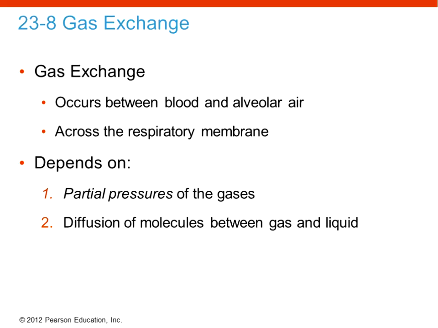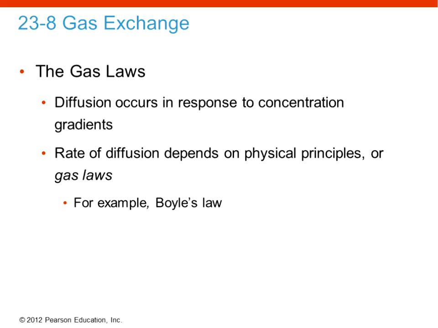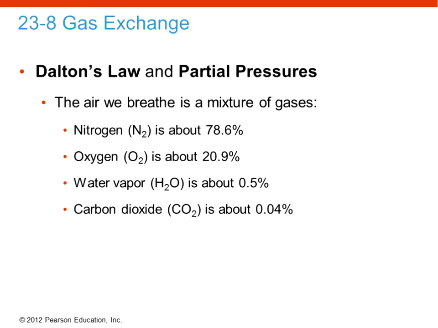And so gas exchange occurs between the blood and the alveolar air across this respiratory membrane, as I mentioned, right? And so this depends on the partial pressure of the gases, and the diffusion of these molecules between a gas and a liquid. Okay? And so we need to understand, like we did with Boyle's law, some gas laws to see why diffusion occurs. Rates of diffusion depend on certain physical principles or gas laws. And so the first thing we understand is Dalton's law of partial pressures.